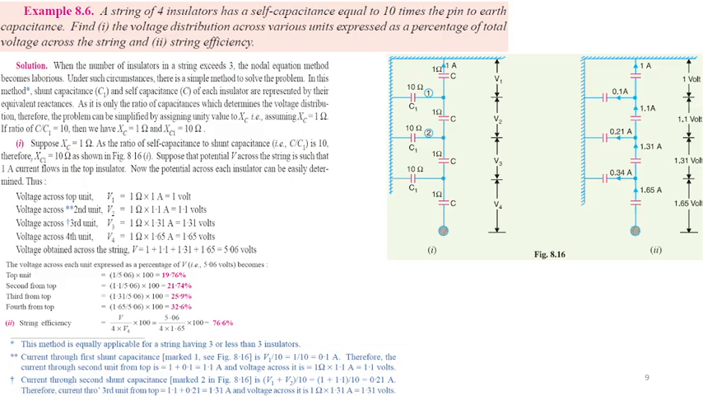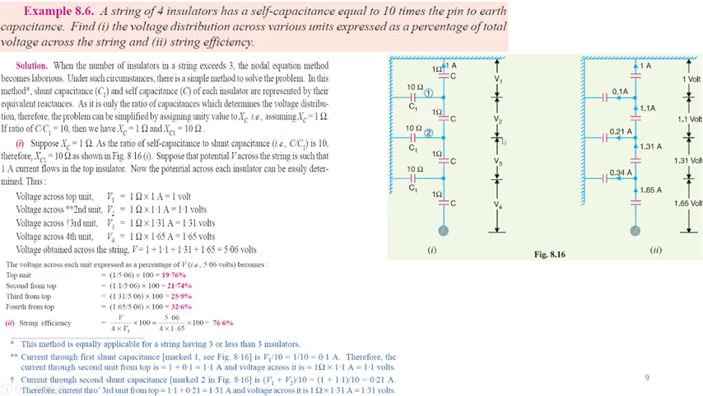This slide explains the voltage distribution across a string of four suspension insulators when the self-capacitance of each insulator is 10 times the shunt capacitance to earth. To simplify the analysis, the equivalent reactance method is used. So we have four insulators here. By assuming the self-capacitance reactance as 1 ohm and the shunt capacitance reactance as 10 ohm, we have these two values.